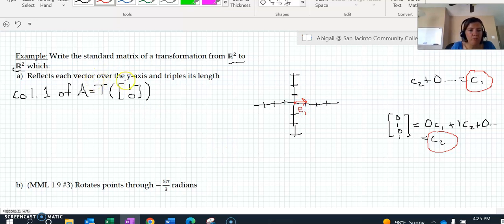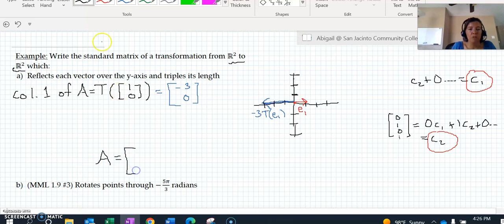Now if we apply that transformation, so we want to reflect it over the y-axis. I'll draw the new vector in green. Reflect it over the y-axis, so it's going to point in this direction now, and triple the length. So if it's 1 unit long right now, then if we triple the length, it's going to be 3 units long. Reflected in the opposite direction, reflected over the y-axis. So this is going to be T of E1, which is the vector pointing to the point -3, 0. So this is the vector -3, 0.